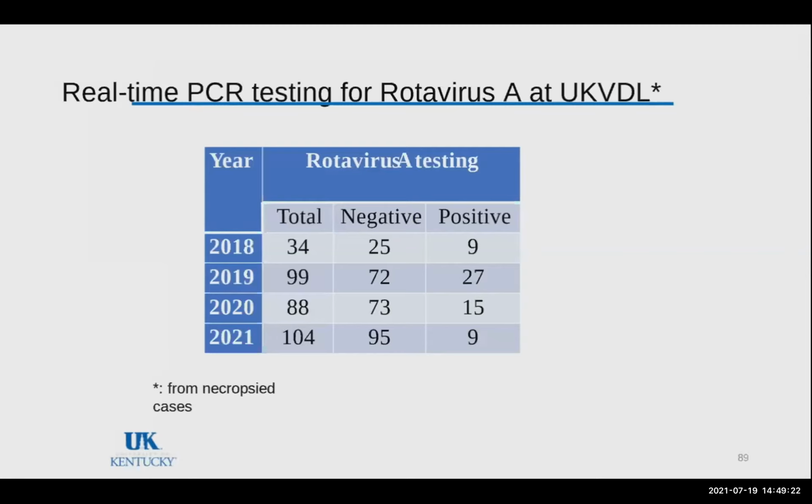In this figure, I'm showing you some real-time PCR testing for rotavirus A, to see what the situation looks like right now at the University of Kentucky Veterinary Diagnostic Lab.